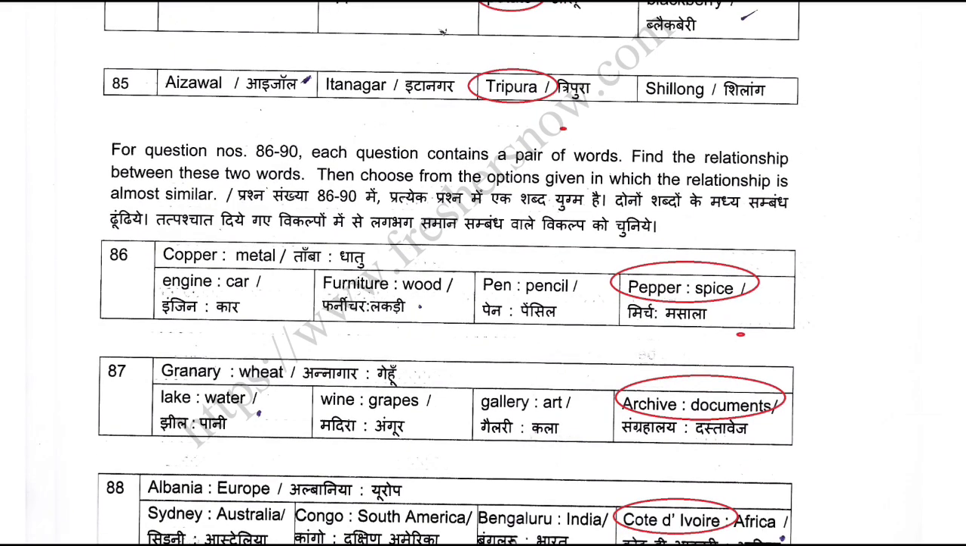For question number 86 to 90, choose a pair of words. Find the relationship between the two words, then choose from the options the pair in which the relationship is almost similar.